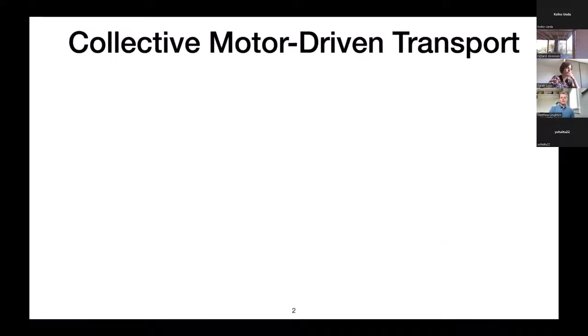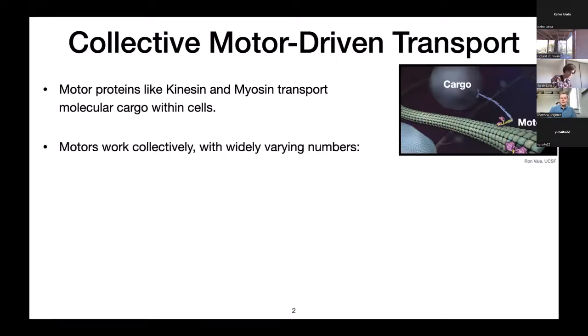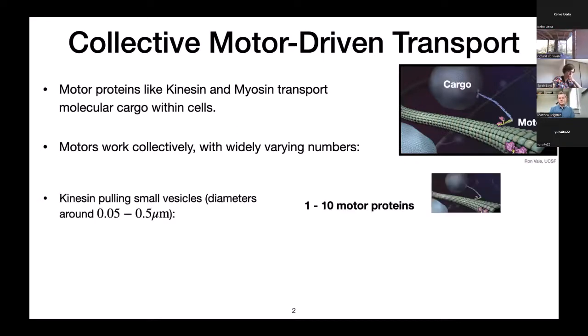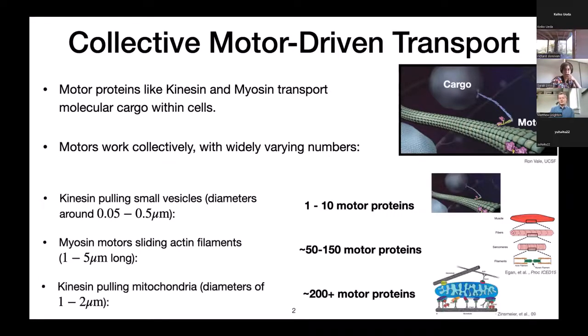So within cells and biological organisms, important molecular cargo are transported by motor proteins like kinesin and myosin. My favorite feature of these motors is that they work collectively, with widely varying numbers of motors attached to individual cargo working together to move them. For kinesin pulling small vesicles, you might find on the order of 1 to 10 motor proteins per cargo. For myosin motors sliding actin filaments within muscle tissue, you might find on the order of 100 motor proteins. And for kinesin pulling large organelles like mitochondria within cells, experiments have found over 200 motor proteins attached to a single mitochondria.